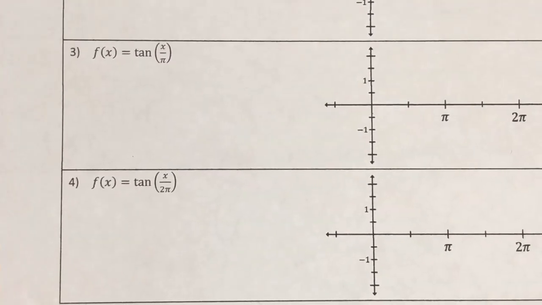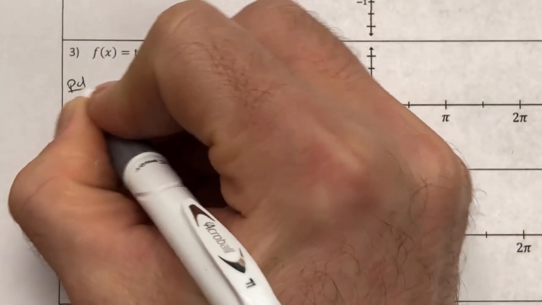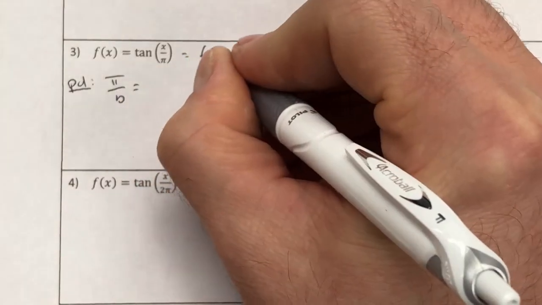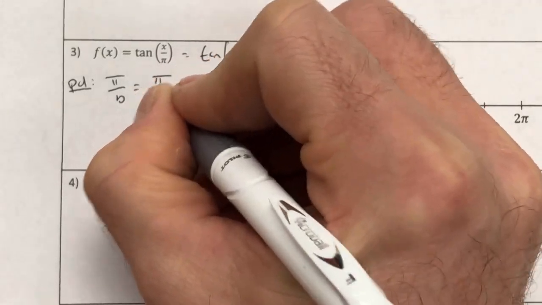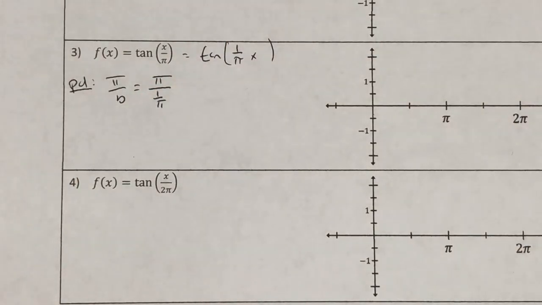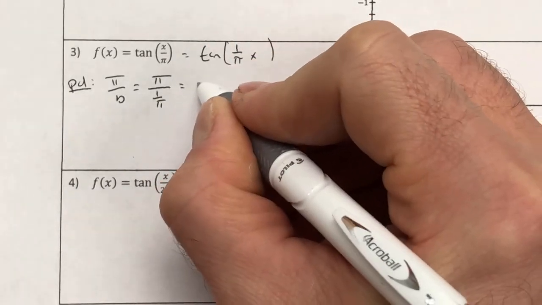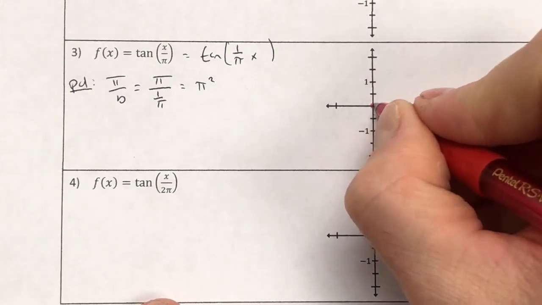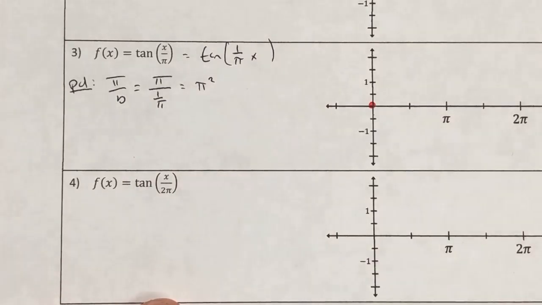So number 3, our first modification comes in not the amplitude, but in the period. I know the period is going to be pi over b, and in this case, the tangent of 1 over pi times x is going to be pi over 1 over pi. Keep change flipped, that's pi times pi, or pi squared. So the graph has not been shifted, moved, or anything like that, so I know it will start at 0, and I know the next point is going to be at pi squared where it repeats at that value.